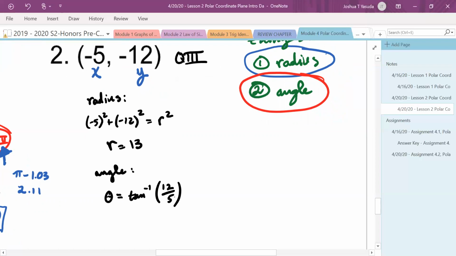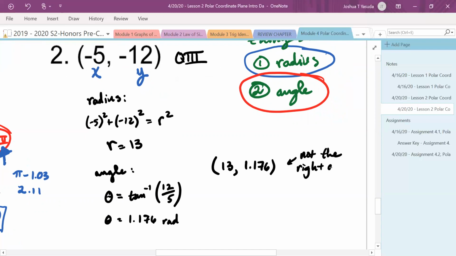Let me use my calculator. And I get 1.176 radians. Okay, so here's the point that I have: 13, comma 1.176. This is not the right answer. If you got this, this is wrong. And the reason it's wrong is because this is in quadrant 1. You need it in quadrant 3.